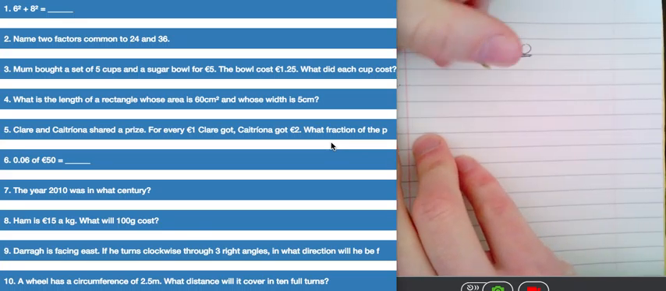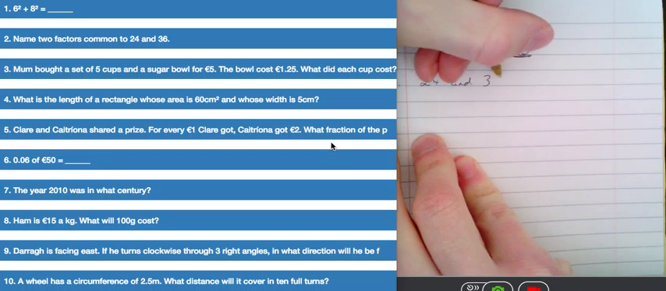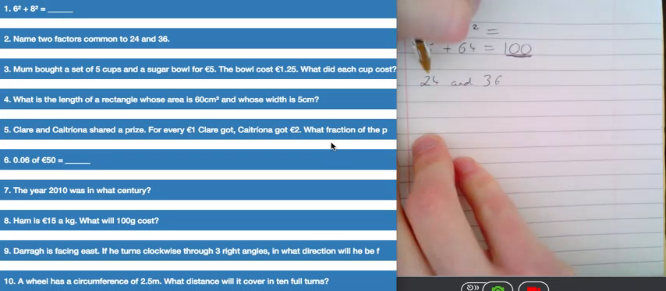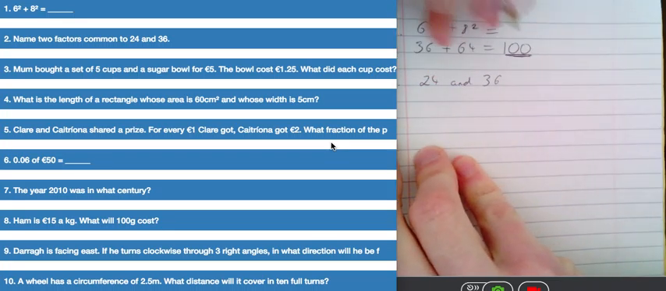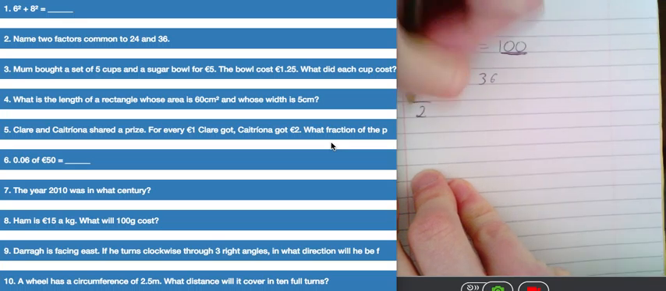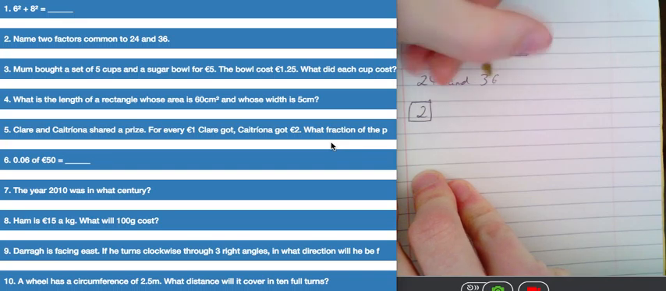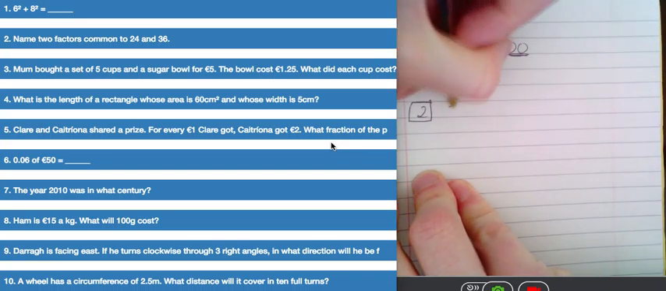Number 2, name two factors common to both 24 and 36. So what one number fits into those two numbers, 24 and 36? Well, there are a few. First of all, they're even numbers, so the number 2 will fit in. So we check, we keep going up in order. The number 3, will 3 fit in? 3 fits into 24 8 times, and 36 12 times, so 3 works.